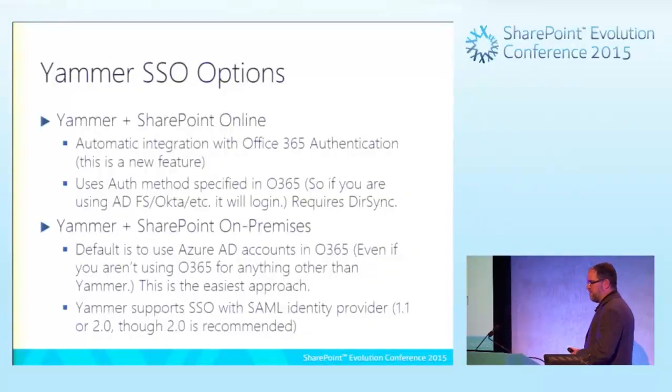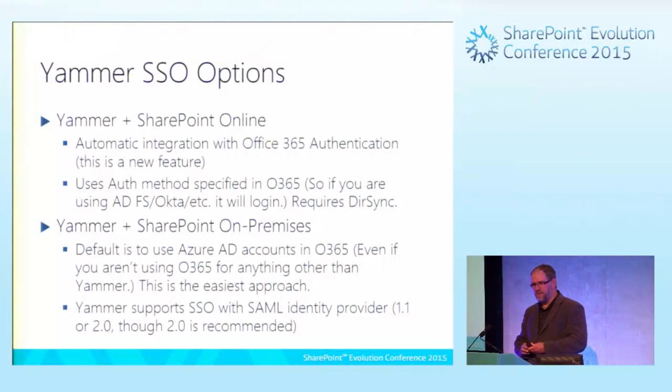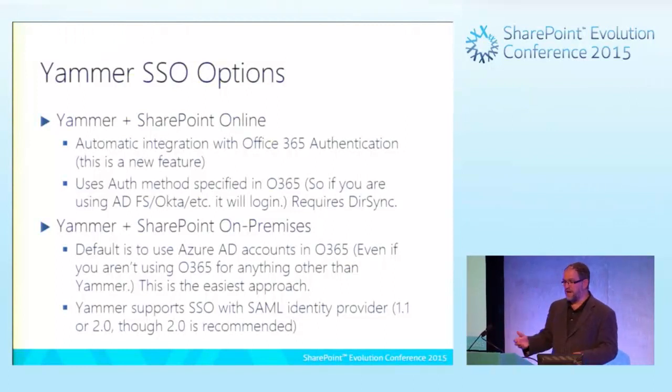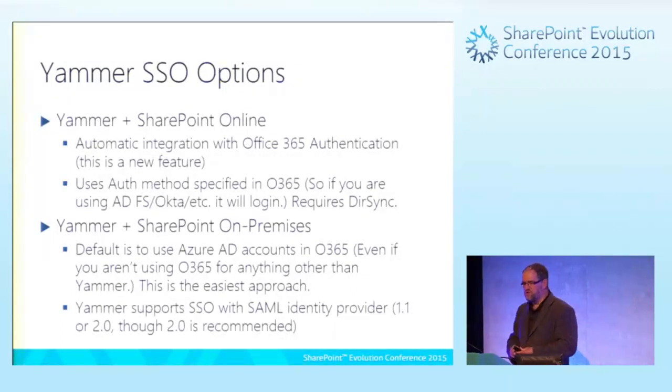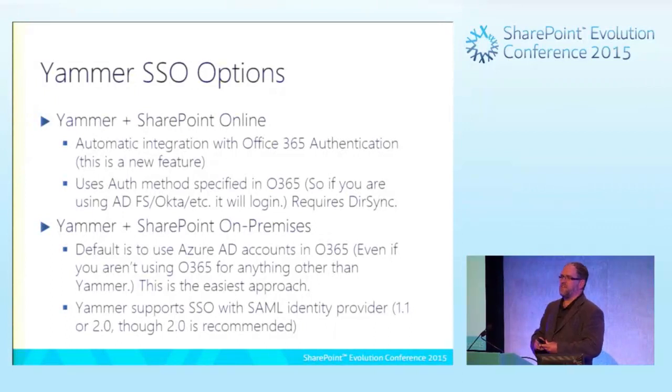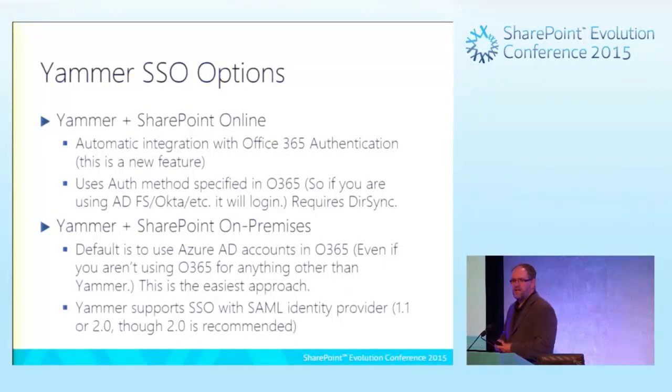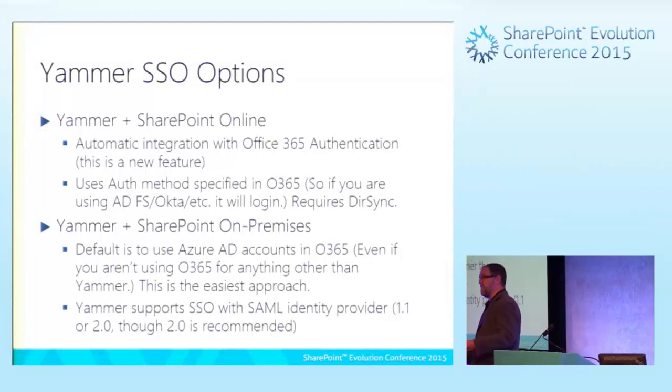When it comes to SharePoint on-premises, there are a couple of different options. One is you're defaulted to use the Azure AD accounts within Office 365. Again, you don't have an option to not use that. That's the new implementation. And at the same time, you can also use any SAML identity provider. They say either 1.2, 1.1 or 2.0. They do recommend 2.0. So a SAML 2.0 identity provider, which would include third parties like Okta, but also Microsoft's solutions like Active Directory Federation Services, which is a powerful and good tool, and we've set it up for a lot of clients.